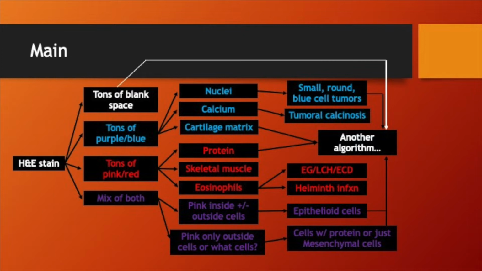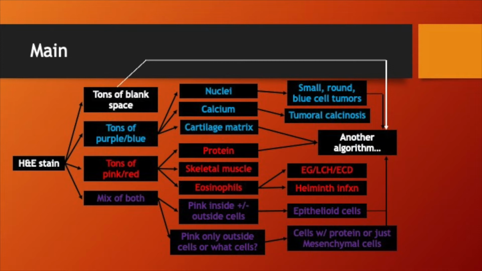So it assumes that we're always starting with a hematoxylin and eosin stained photomicrograph, which usually you are on a test. And the first thing you want to look at is just overall, what is the color? Is there tons of blank white space? Is there tons of blue and purple? Is there tons of pink and red? Or is there a good mixture of both blue and red? Then you'll break that down further, keep ping-ponging around, and eventually end up with another algorithm.